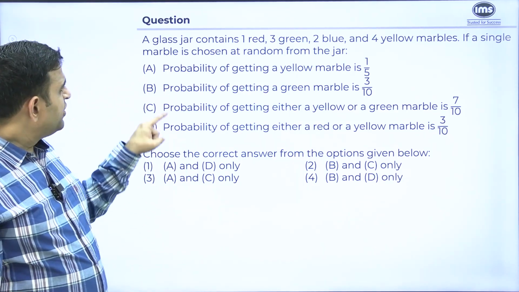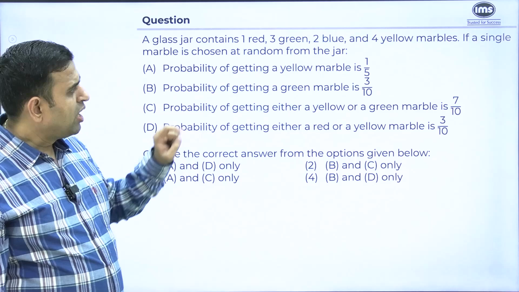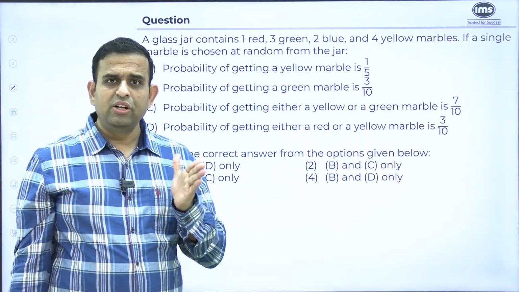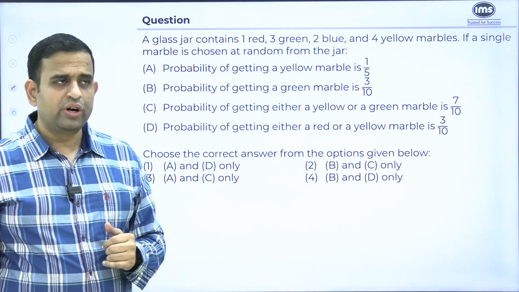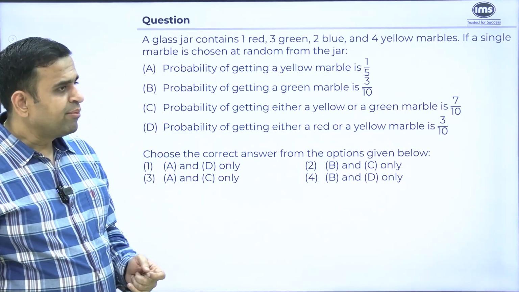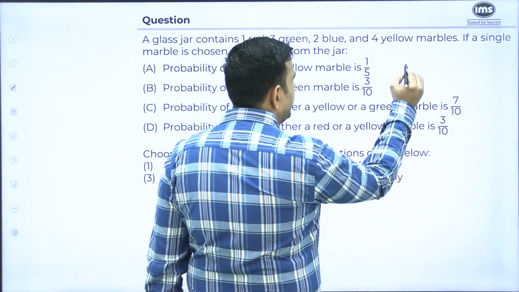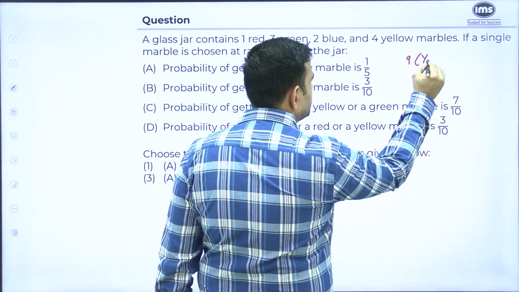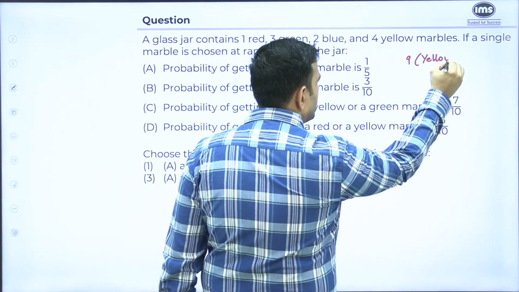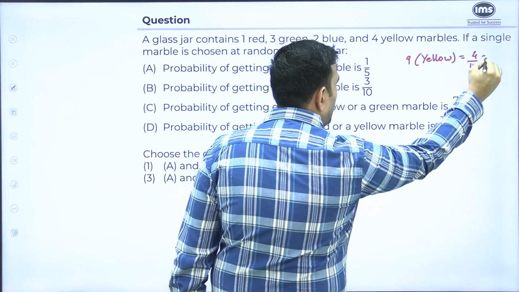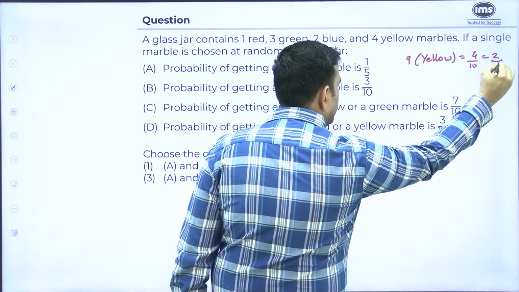The first one, the probability of getting a yellow marble is 1 by 5. Understand total number of marbles are 1 plus 2 plus 3 plus 4 giving you a 10. And out of those 10 marbles, 4 of them happen to be yellow marbles. So the required probability of a yellow marble must be equal to, one can say, 4 over 10, or one can say 2 by 5.